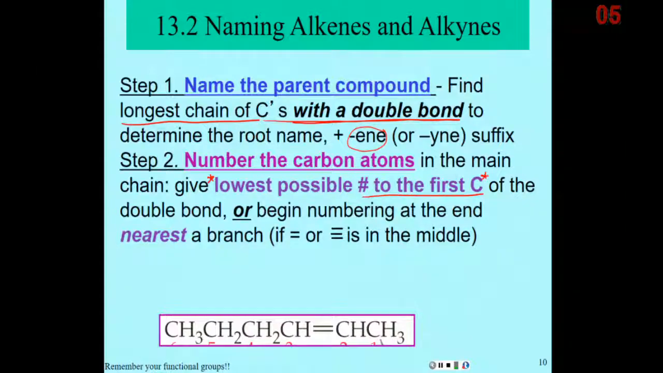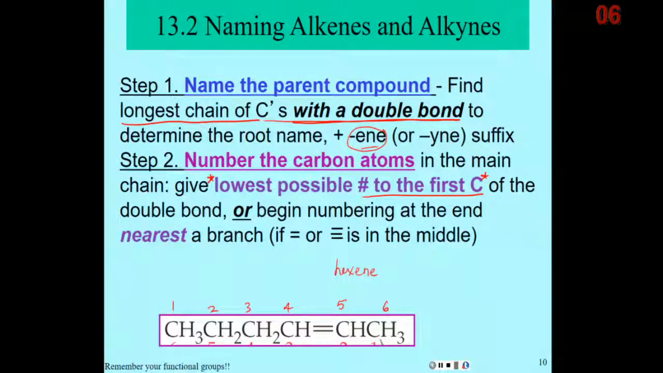All right, so this example at the bottom of the screen is a starting point. And you can kind of tell there's some numbers missing, but let's play with it anyway. So we're going to number 1, 2, 3, 4, 5, 6. So it's going to be hex. And now we're going to change the ending, ene. And we have to use numbers to describe where the first carbon of the double bond is.